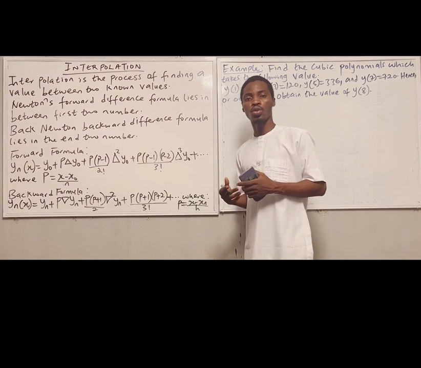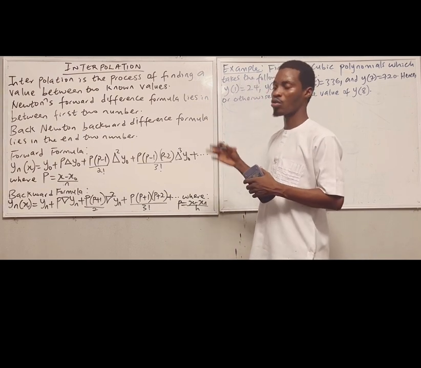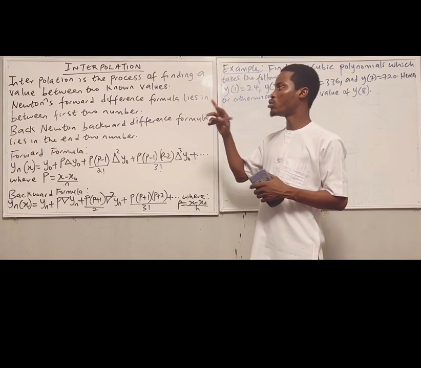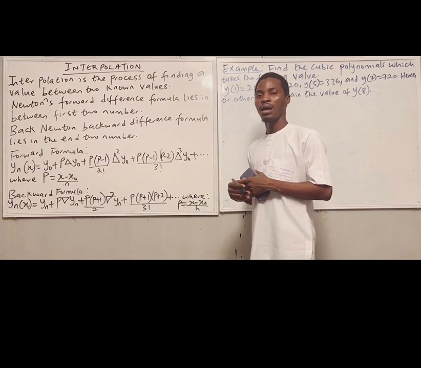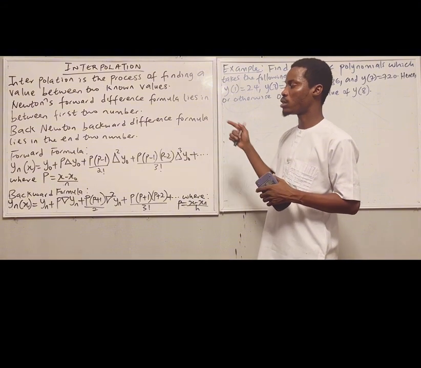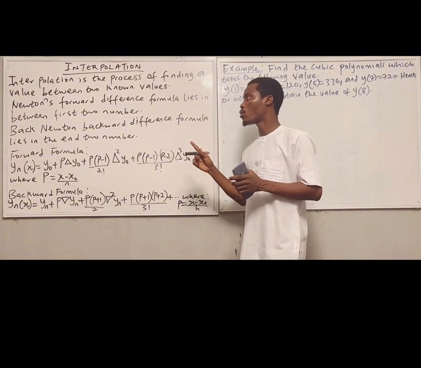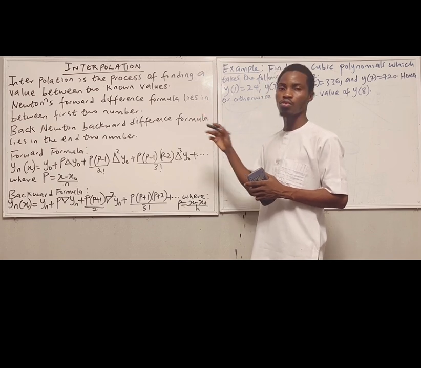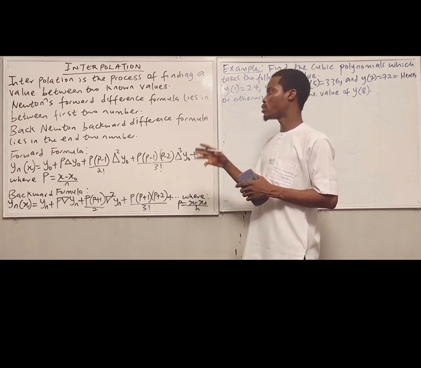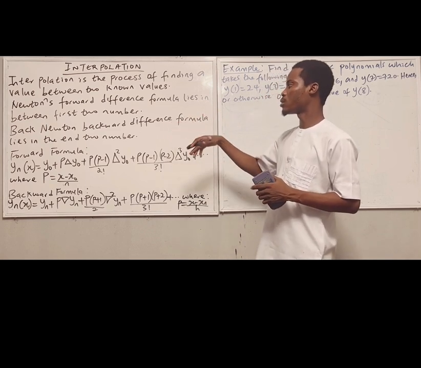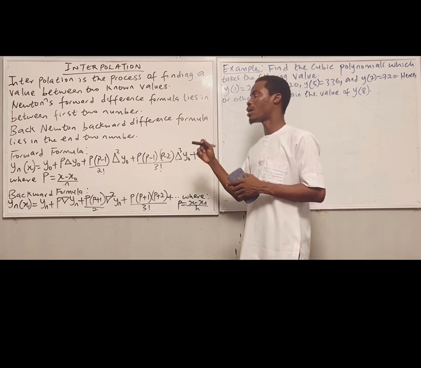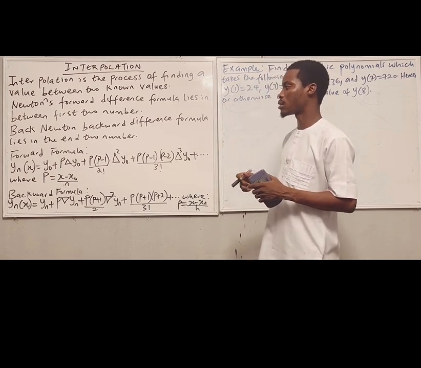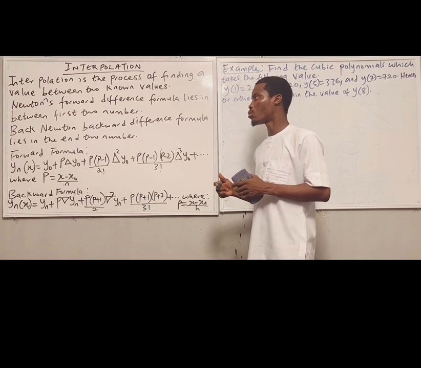So in interpolation, we have two methods of solving a question of interpolation. We have Newton's forward difference and we also have what? Newton's backward difference. Newton's forward difference formula lies in between the first two numbers. Newton's backward difference formula lies at the end of two numbers.